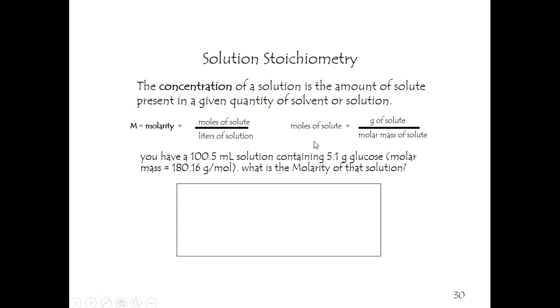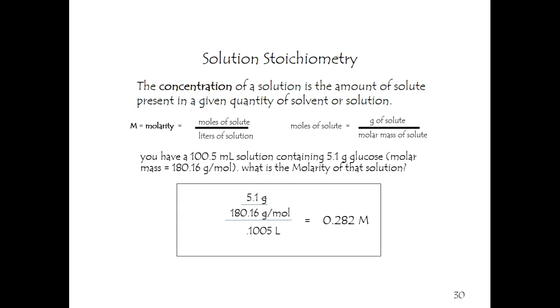So let's do a problem. You've got 100.5 mL of solution, a little bit more than 1/10 of a liter, and it's got about 5 grams of a sugar, in this case glucose, in it. What's the molarity, capital M, of that solution? Well, molarity, why don't we write the definition? It's moles per liter. So on the bottom we need liters. That'll be 0.1005, right? On the top we have 5.1 180ths of a mole. Well less than 1/10 of a mole.